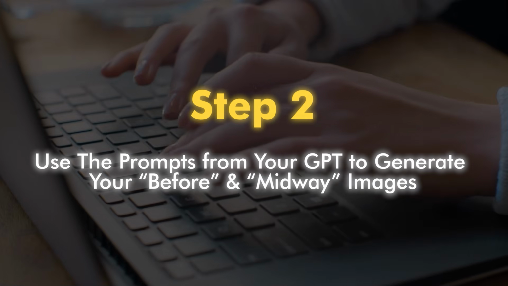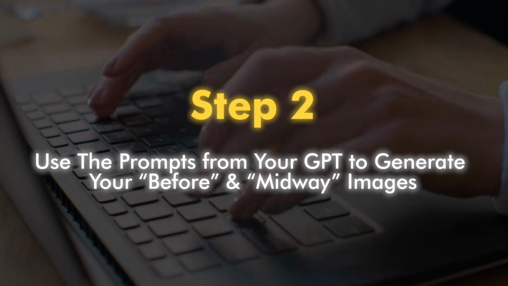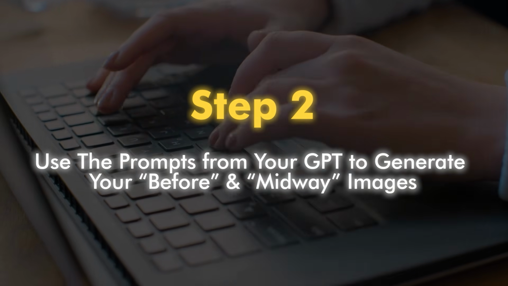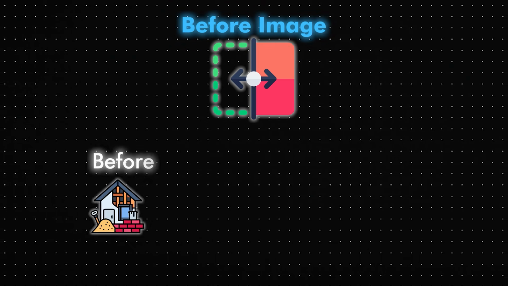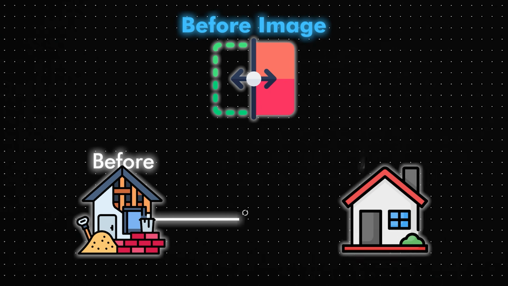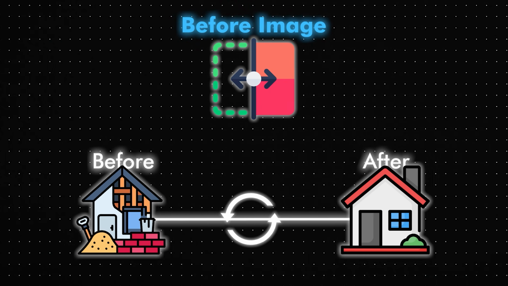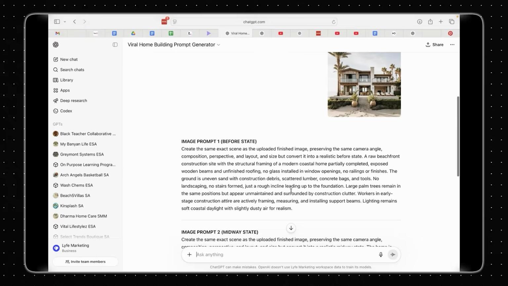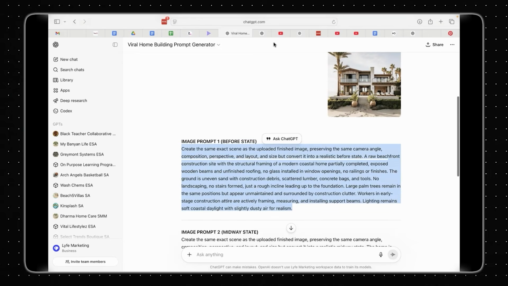Step 2, use the prompts from your GPT to generate your before and midway images. We already have our final image. Now we want to create a before image where the house looks run down or neglected or in the beginning stages of being worked on, and a midway image that shows it's being worked on further with progress made. So copy the first image prompt that your GPT just gave you.